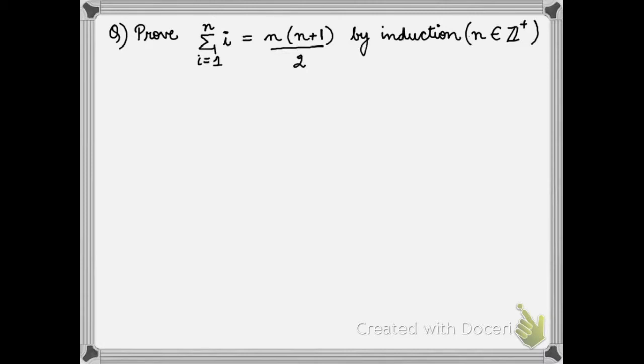So this question is: prove that the sum of i, where i goes from 1 all the way to n, is equal to n times (n plus 1) divided by 2, where n is an element of the positive integers. This sign, Z, is used for integers, and the plus at the top just means it's positive integers.